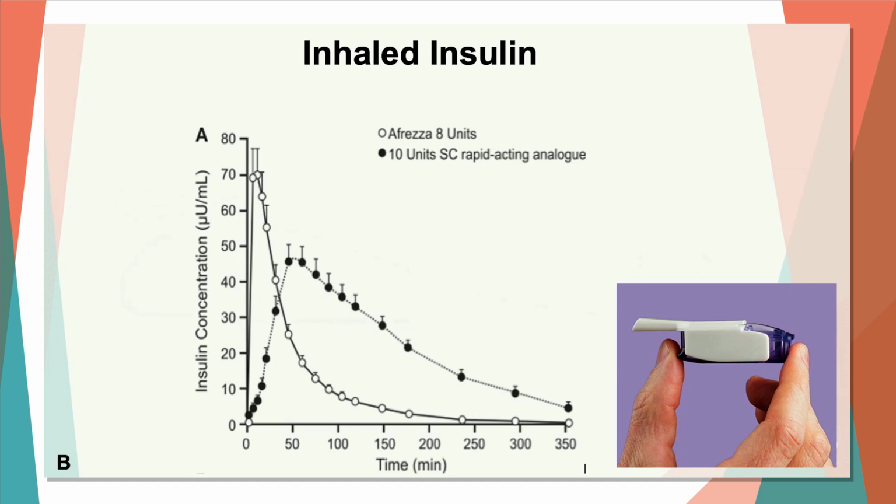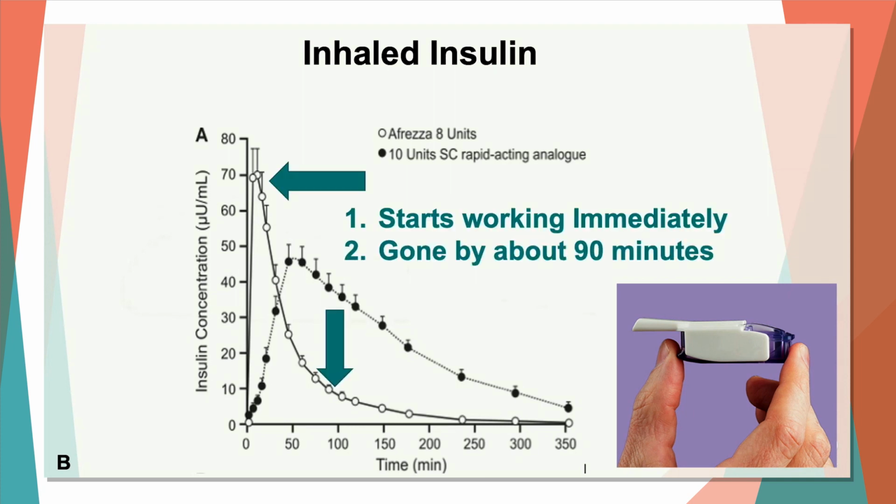So this graph shows not blood sugars, but insulin concentrations. Basically it shows how quickly that insulin gets in your body and is working, and how quickly it leaves. The white circles are the Afrezza. It shoots up within minutes. It's in your body and working, and then within about 90 minutes, the effect is basically gone. It's getting out of the system.